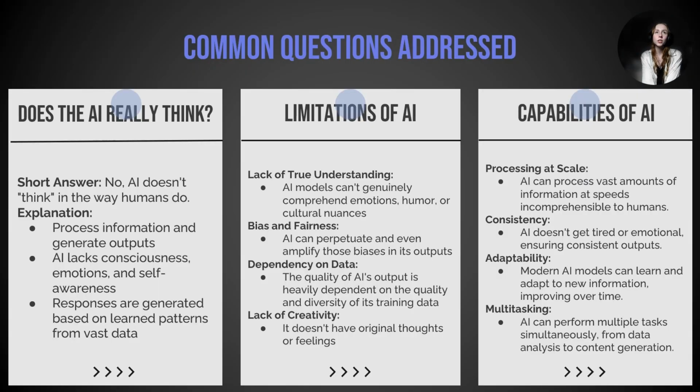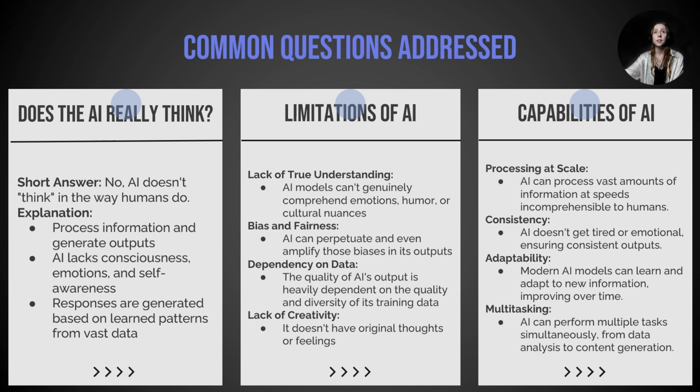And now let's go into some common questions addressed, starting with, does AI really think? The short answer is no, AI doesn't think in the way humans do. While AI, especially models like ChatGPT, can process information and generate outputs that seem intelligent, they don't possess consciousness, emotions, or self-awareness. Their responses are the result of patterns learned from vast amounts of data. So they don't understand content in the same way humans do. They merely replicate patterns they've seen during their training.